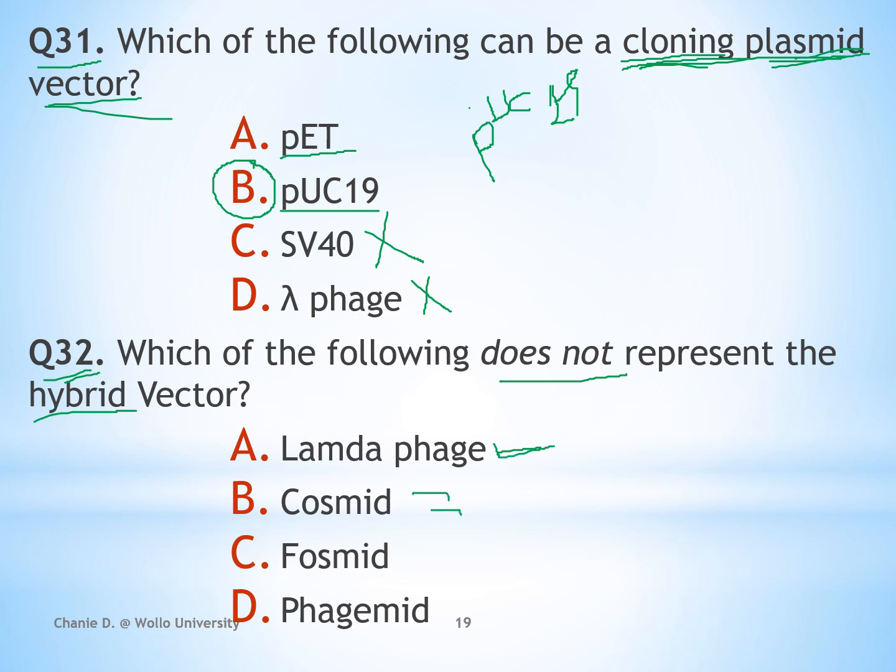Cosmid is the hybrid vector of the virus plus plasmid. Important feature from virus and important feature from plasmid. Phasmid, again the virus plus plasmid. Phagemid, also another viral vector plus plasmid. All those important features of the virus are taken, and the important feature of the plasmid is also taken and combined together to give those hybrid vectors. So the correct answer for question number 32 is A. The lambda phage is not a hybrid vector.